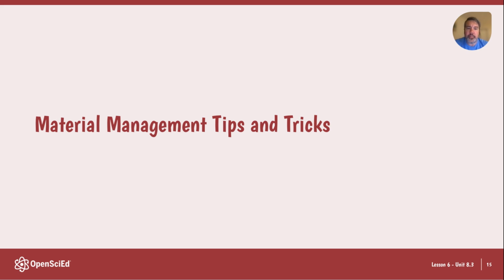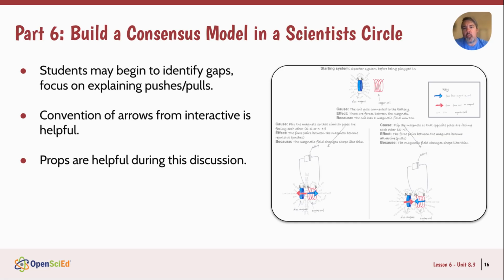So here's some tips and tricks for this lesson. When you are working with students on building that consensus model, it's very likely that they're going to start to identify some of those gaps that we do after the assessment. Try to focus them back on the pushes and pulls. They're going to be really still wondering about what is causing the magnetic field to flip around so we can get pushes and pulls, and try to help them just focus on what we currently know.